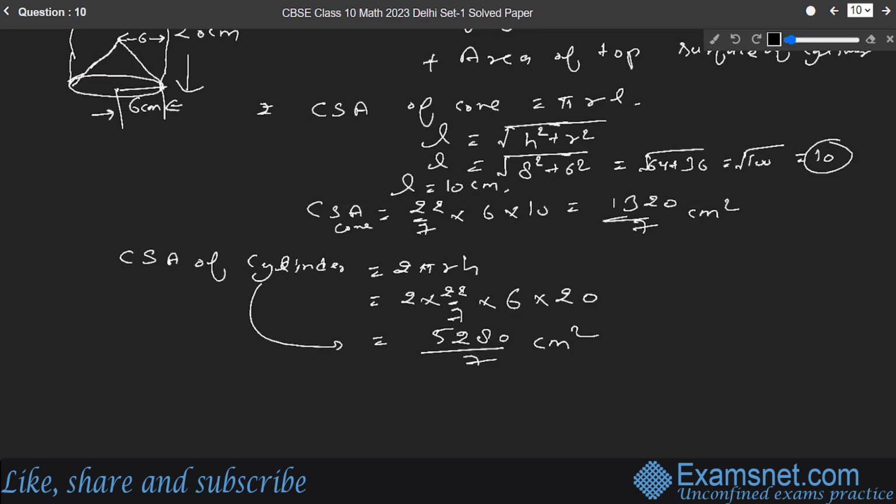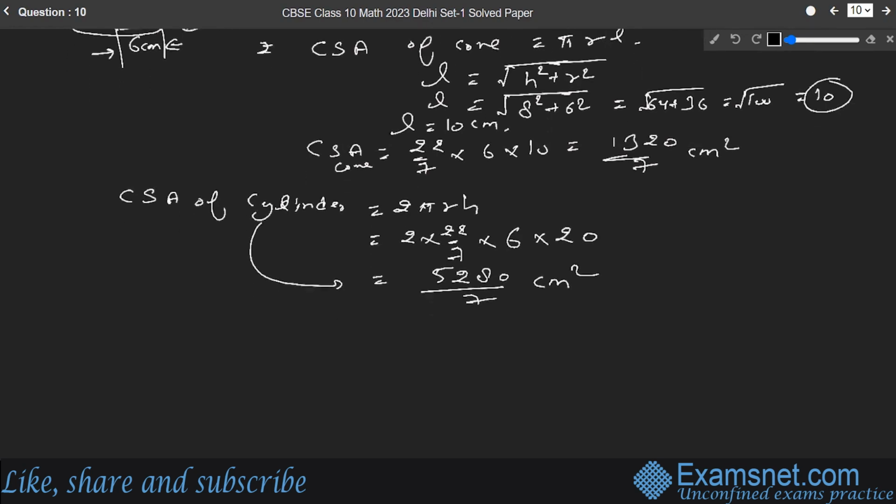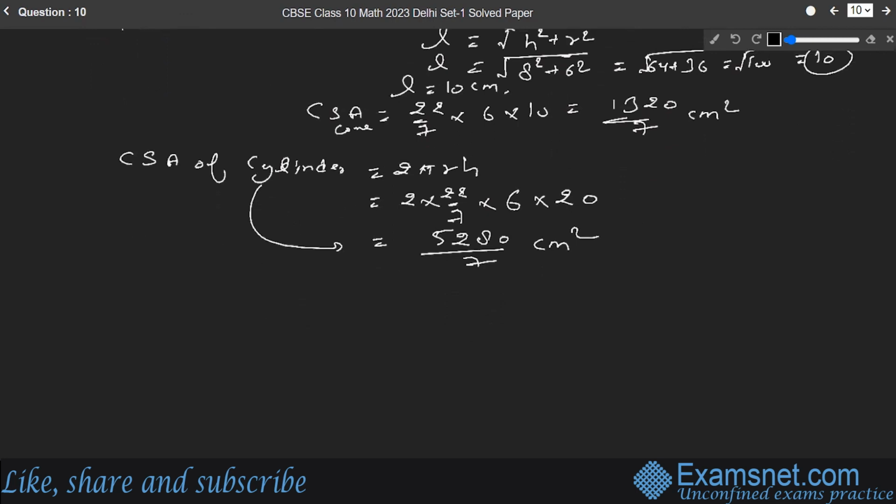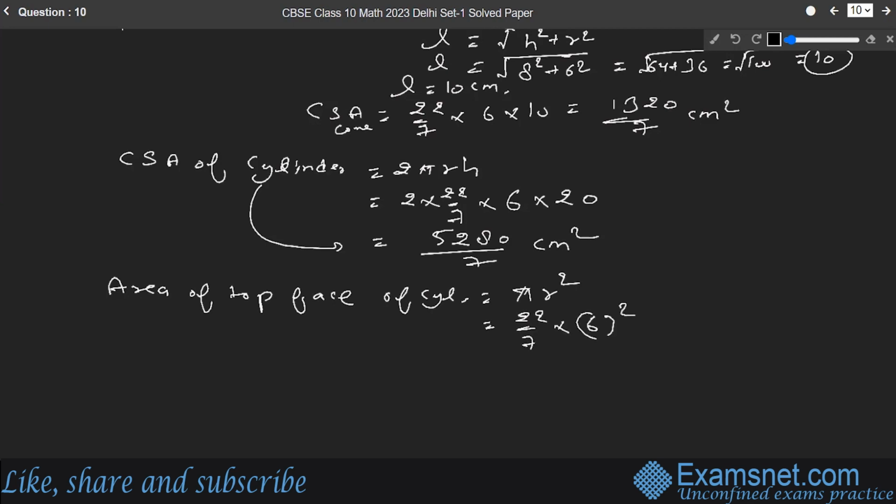Let us find out the third part as well. What is there in the third part? We are supposed to find out the area of the top face or top surface of the cylinder. The area of the top surface of the cylinder is nothing but a circle, so it has to be pi r square. With pi as 22 by 7, r value is already given as 6, so we do 6 square. If we solve this further, this gives us 792 by 7 centimeter square. So this is the final area of the top face.